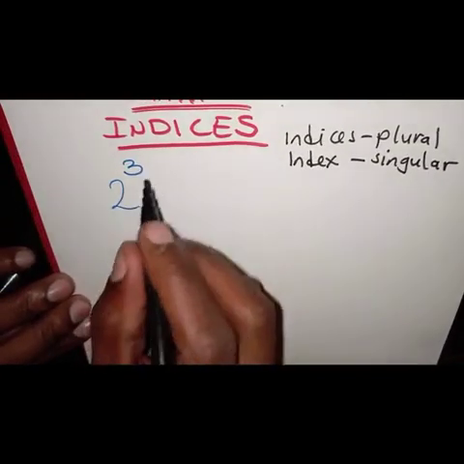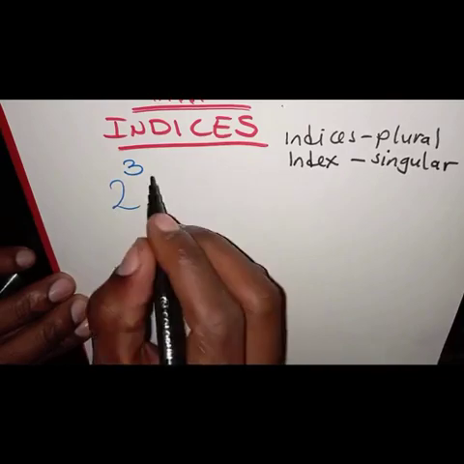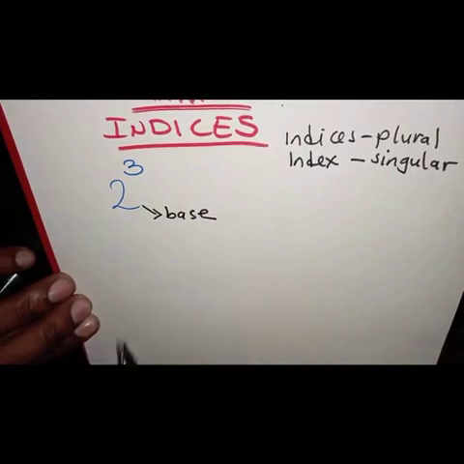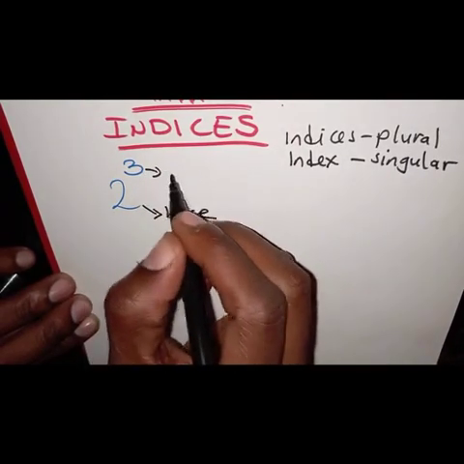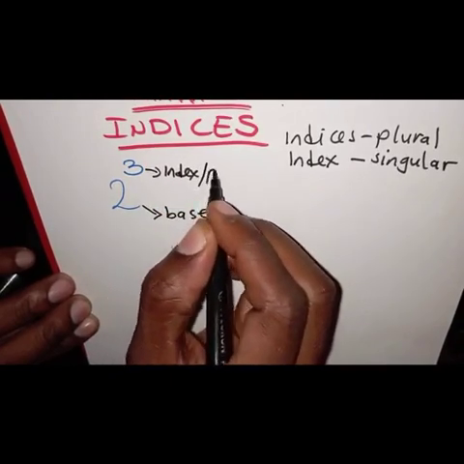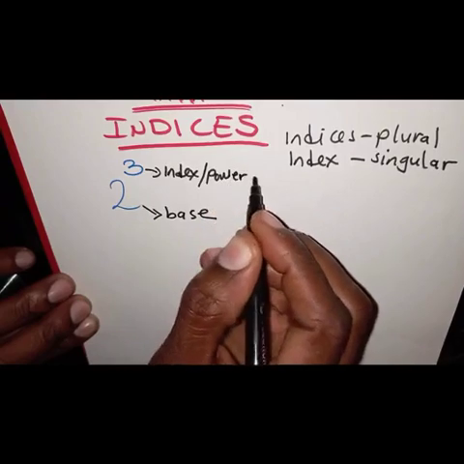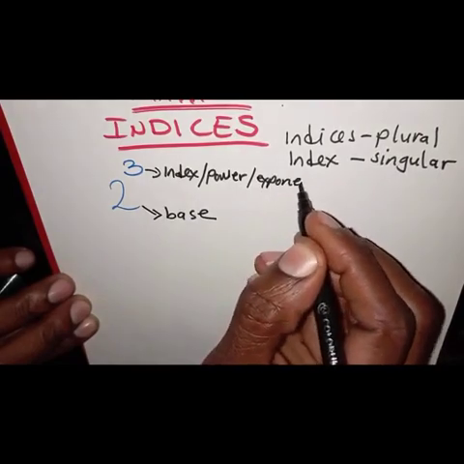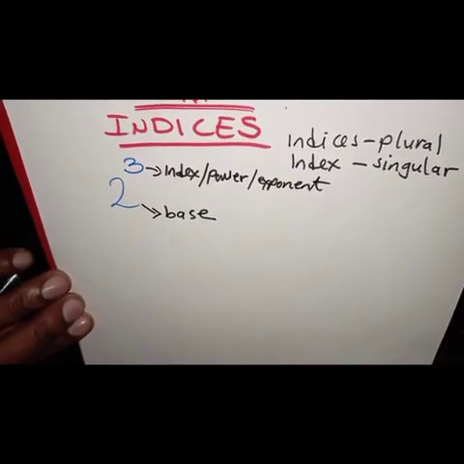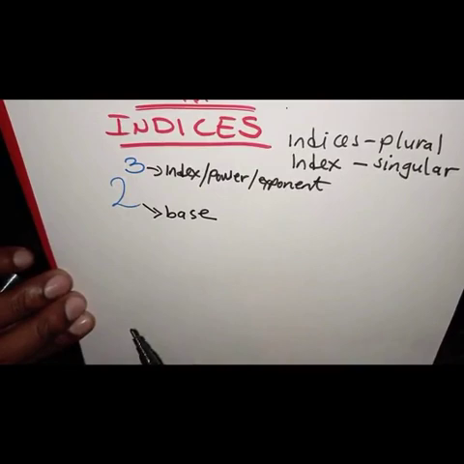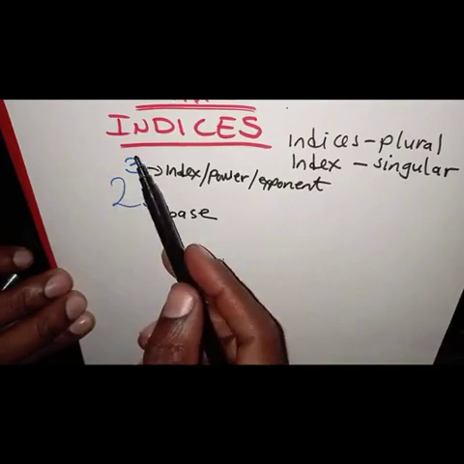So now 2, you can say 2 and 3. These 2, we call it the base. These 3, you call it index. Some call it the power. Some call it exponent, whichever. So you read this as 2 to the power 3, right? Or 2 cubic, whichever. So when you write it like this, it means you have written in index notation.